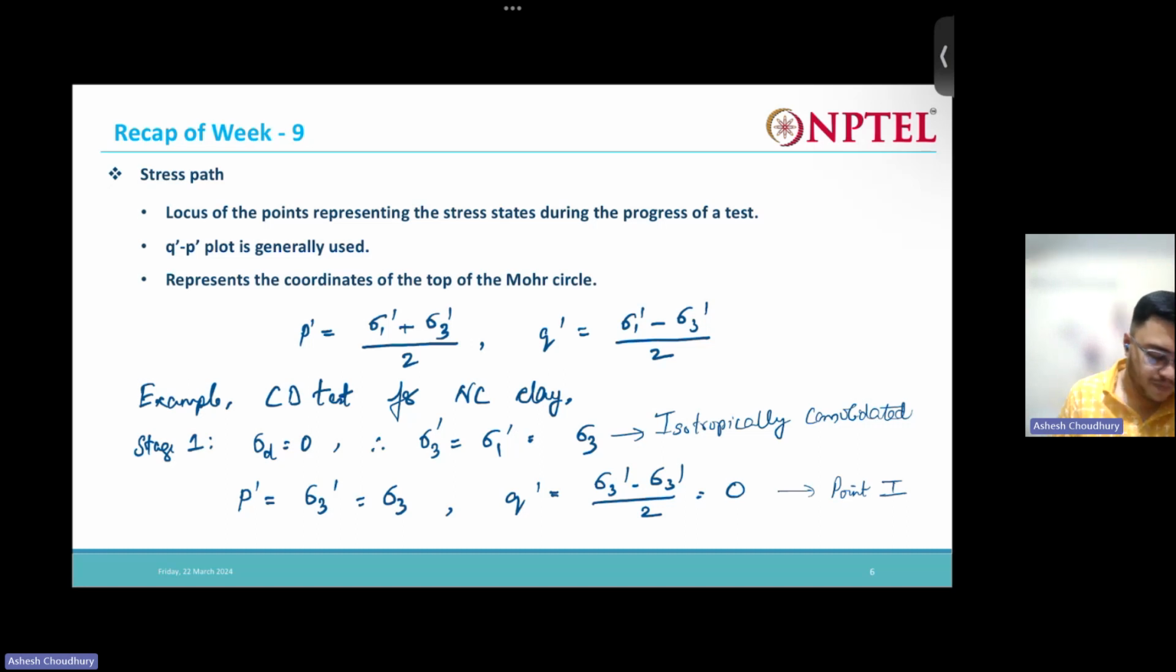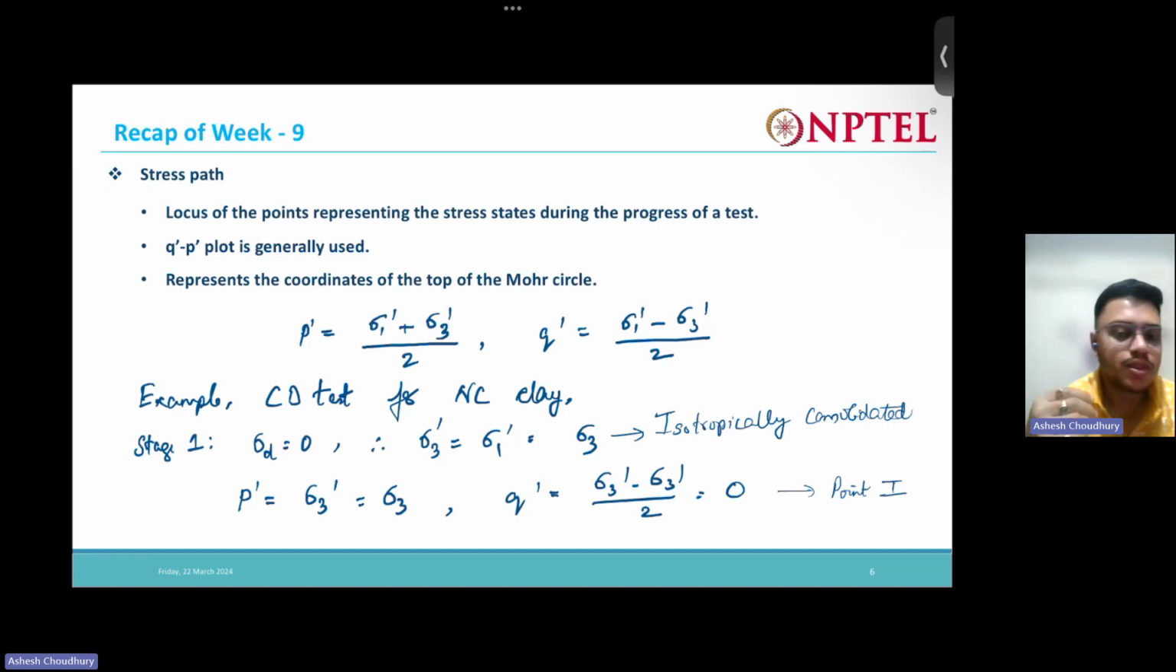The locus of the points representing the stress states during the progress of a test, that is nothing but the stress path. It is the locus of some point. Which point are we going to see? The locus of the points representing the stress states during the progress of a test. Okay, so that is nothing but our stress path.